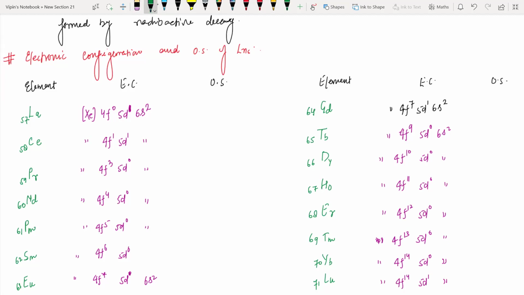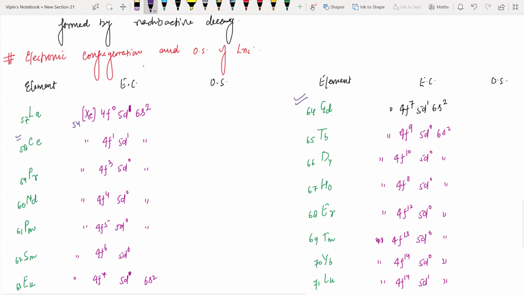I am making an important note for this one. I will explain why, and also I will explain why the configuration in cerium is 4f1 5d1. In case of praseodymium, all the electrons are going to enter into the 4f3. Now the xenon is 54, and 53, 57.